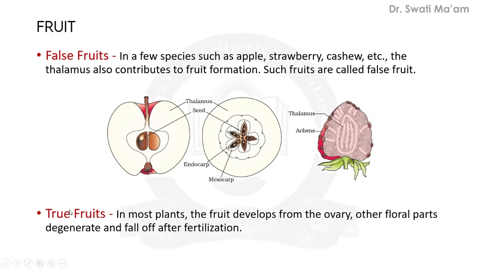Then what do you mean by true fruit? In most plants, as we all know, the fruit develops from the ovary, and the other floral parts degenerate and fall off. This is the natural process, which is mostly acceptable. So after fertilization, all the other parts which are not required fall off, and the fruit develops only from the ovary. That type of fruit is known as a true fruit. You have already learned this topic earlier in your 11th standard in more detail.